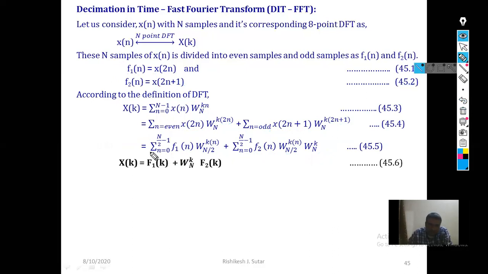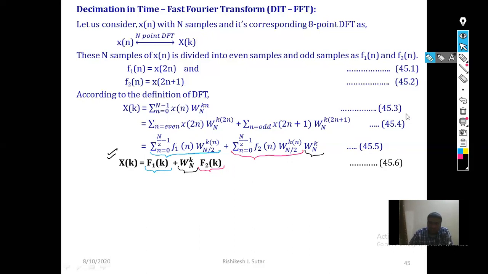So this becomes f1 of k. So I have written here f1 of k, and this becomes f2 of k. So I have written here f2 of k. Okay, and whatever I have here is w and k that I have written here. So I got the expression for DFT, that is x of k is equal to f1 of k plus w subscript capital N superscript small k f2 of k.